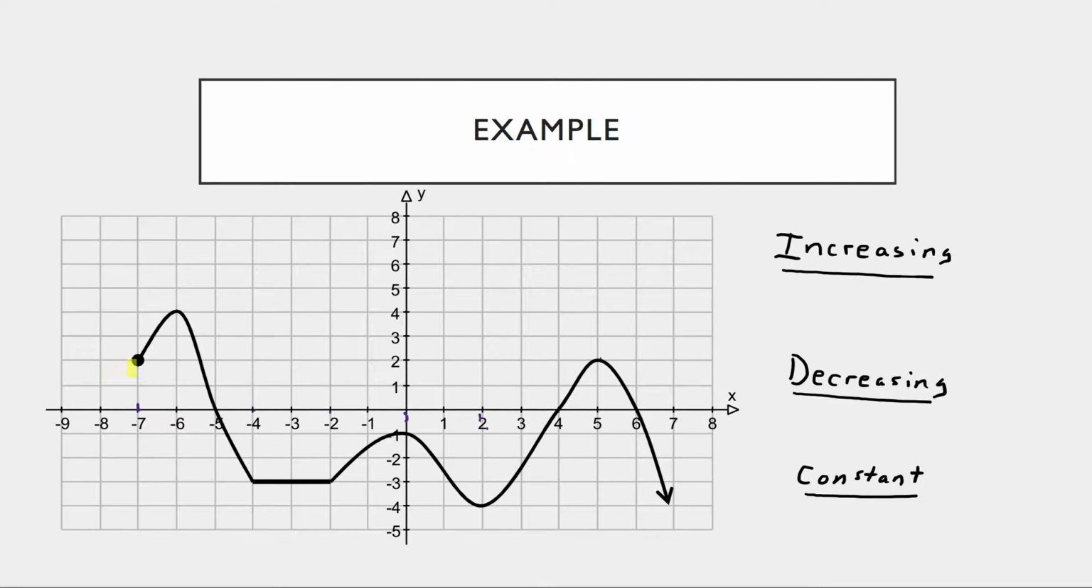For example, if I start on the leftmost point and I trace my graph, we can see that because the graph moves up, we would call that an increasing section of the graph. Now, what tends to be an issue is how we write that increasing section of the graph. You want to remember that when you are writing increasing, decreasing, and constant sections, the intervals that you write need to be in terms of the x only.